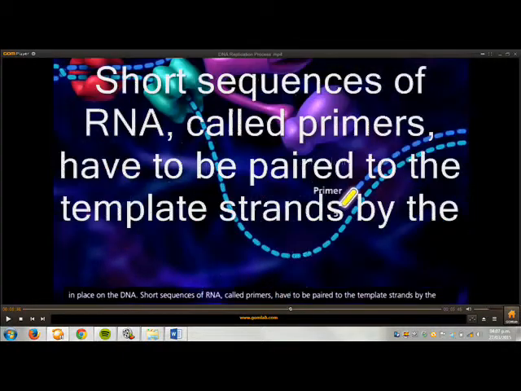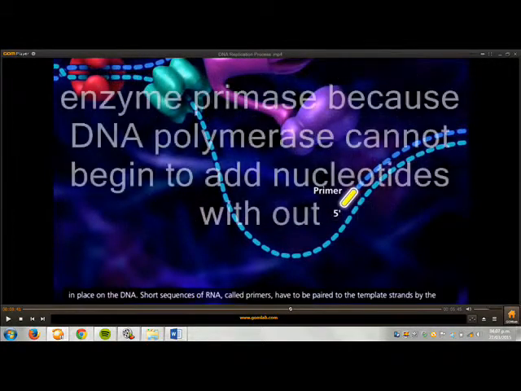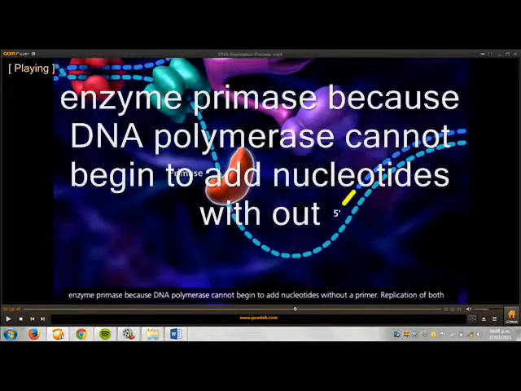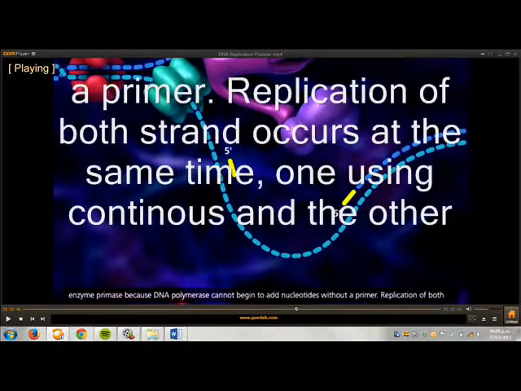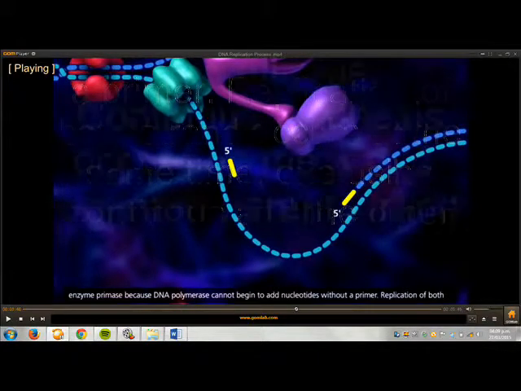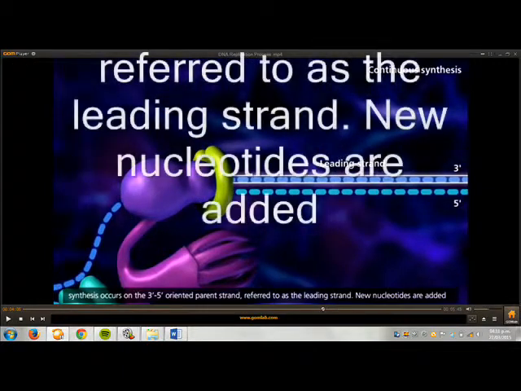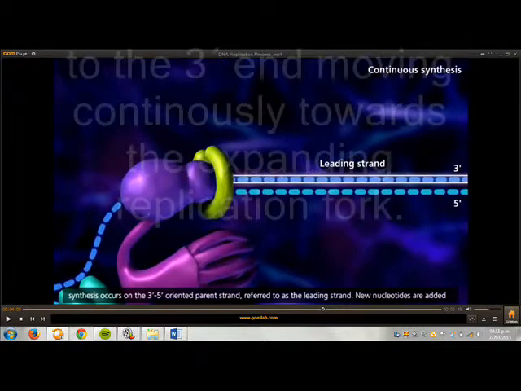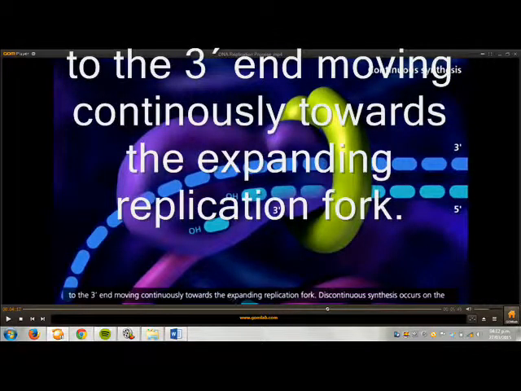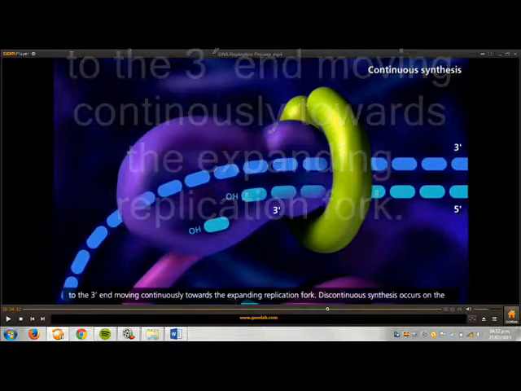Short sequences of RNA called primers have to be paired on the template strands by the enzyme primase, because DNA polymerase cannot begin to add nucleotides without a primer. Replication of both strands occurs at the same time, one using continuous and the other discontinuous synthesis. Continuous synthesis occurs on the 3' to 5' oriented parent strand, referred to as the leading strand. New nucleotides are added to the primer end, moving continuously toward the expanding replication fork.